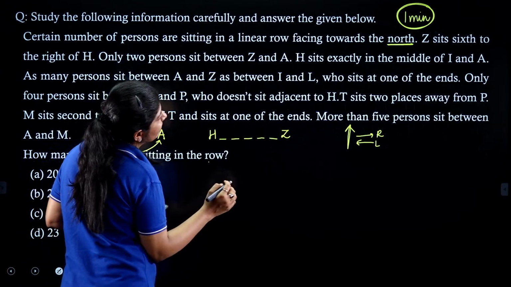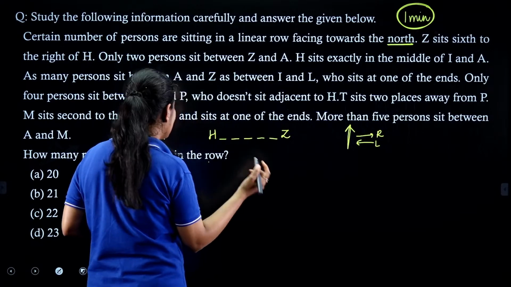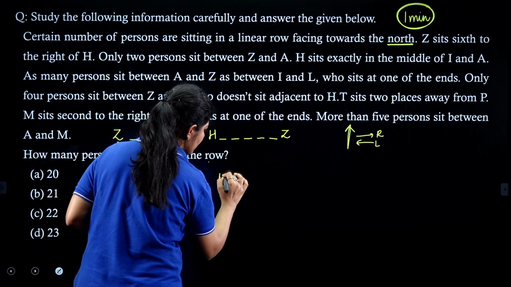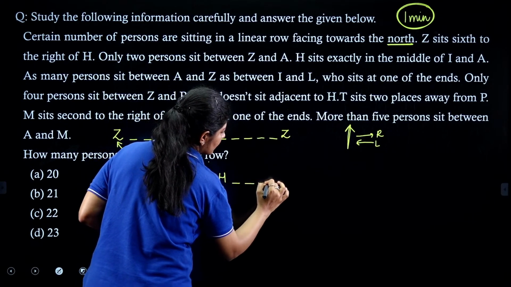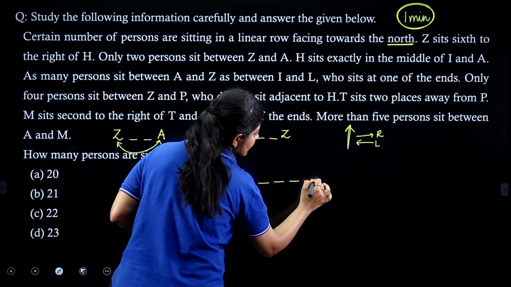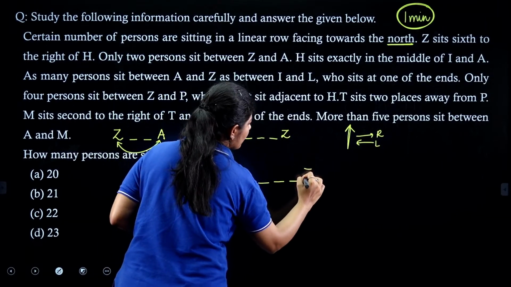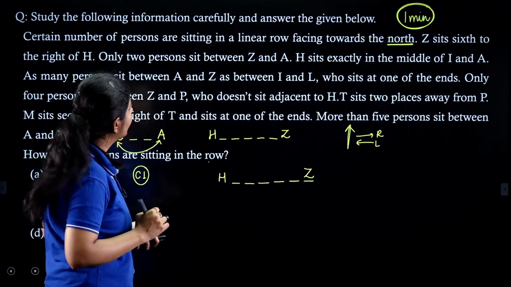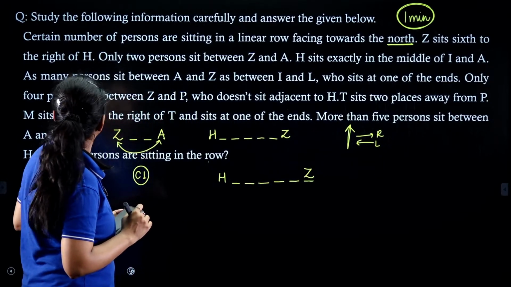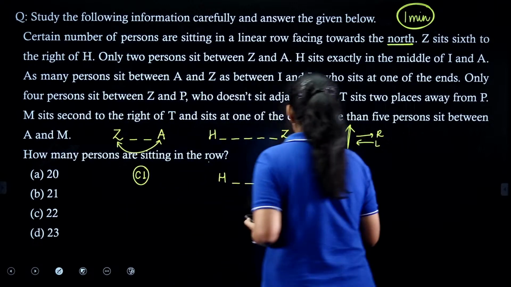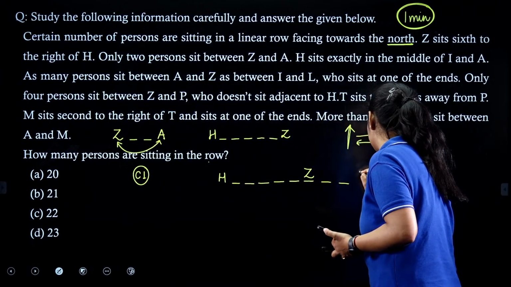So here it is given that H is exactly in between I and A. So first we will draw H. 1, 2, 3, 4, 5, 6. Right? At the 6th position, what we are having? We are having Z. Right? Okay. And here we'll draw A like this.